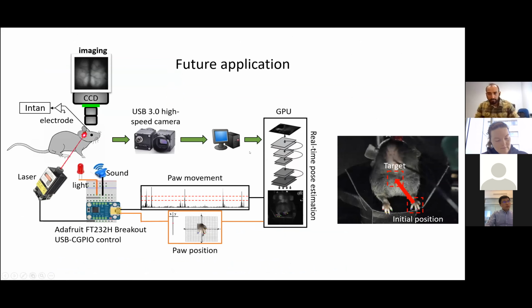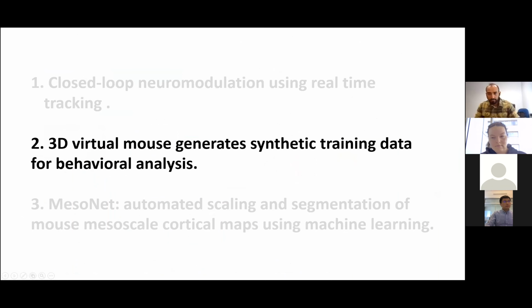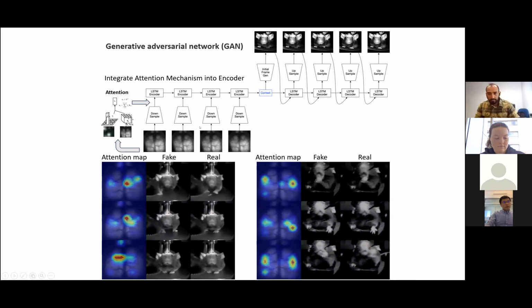We are further developing this system to add more features. Another project in our lab is a 3D virtual mouse. We created a 3D virtual mouse to generate synthetic training data for behavior analysis. The idea of this 3D virtual mouse comes from a game project, when generating synthetic realistic behavior videos from brain activities using a game model.